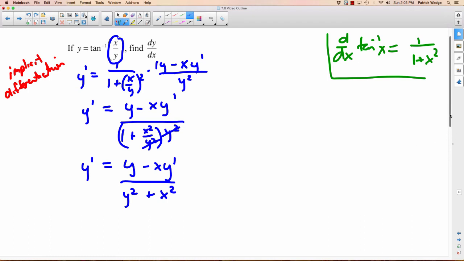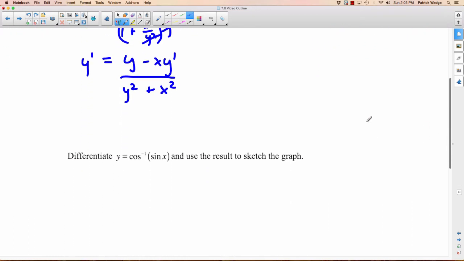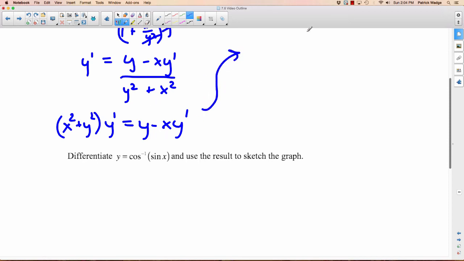So now what we eventually want to do is we want to get the y primes by themselves. So I think what we should do is get rid of this denominator here. So multiply both sides by y squared plus x squared. So over on this side, you'll have y squared plus x squared, or x squared plus y squared. It's exactly the same thing, multiplied by that y prime, and that'll equal y minus xy prime. Okay, let's move this term, this xy prime, over to the other side, so we have both the y primes on the same side. So I'm going to have x squared plus y squared y prime, that's what I already had on this side. Then I'm going to move this over, so it's going to be plus xy prime equals y.